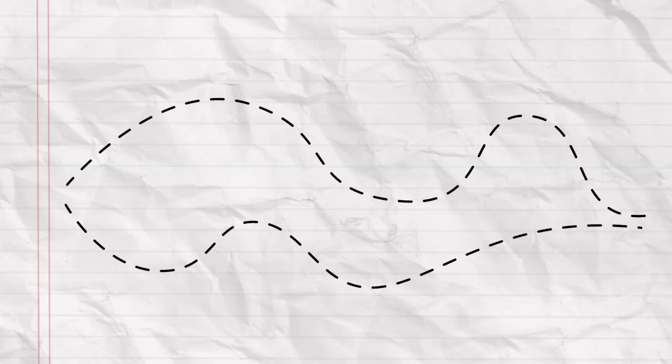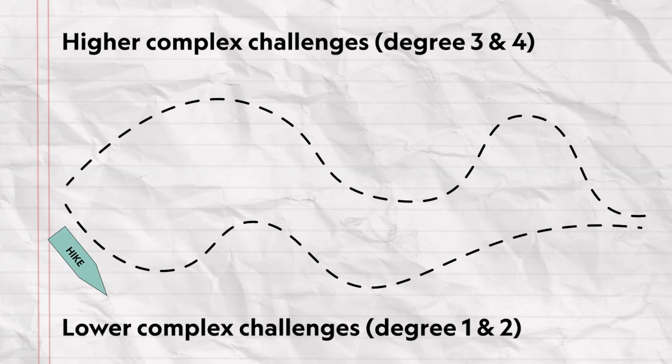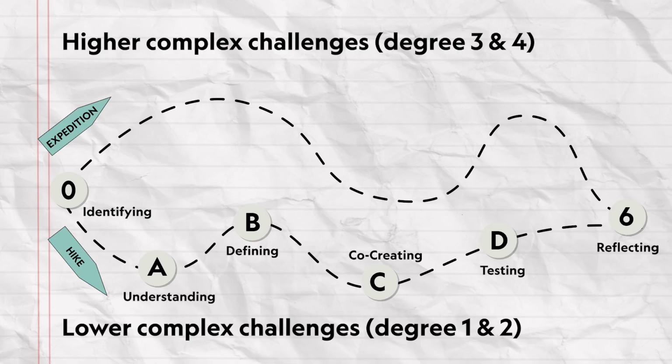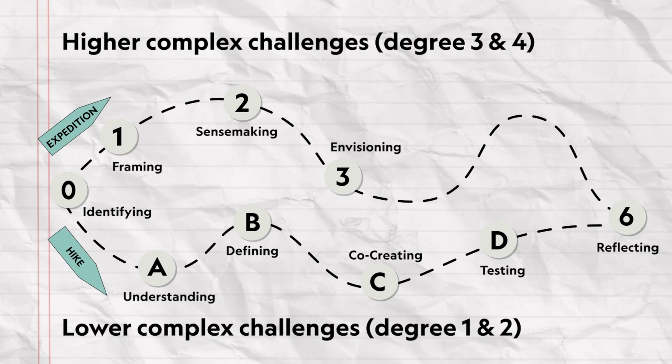That's why the process for lower complex problems is called a hike, and the process for higher complex issues is called an expedition. The hike consists of 6 steps: identifying, understanding, defining, co-creating, testing, and reflecting. The expedition consists of 7 steps: identifying, framing, sense-making, envisioning, tackling, simulating, and reflecting.